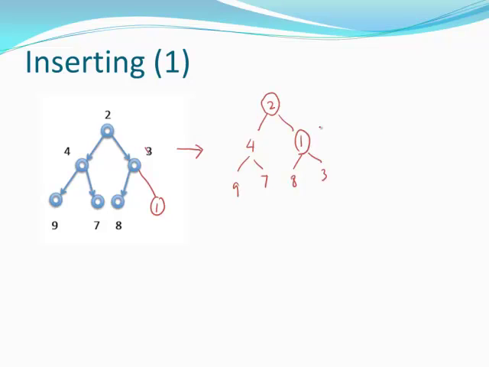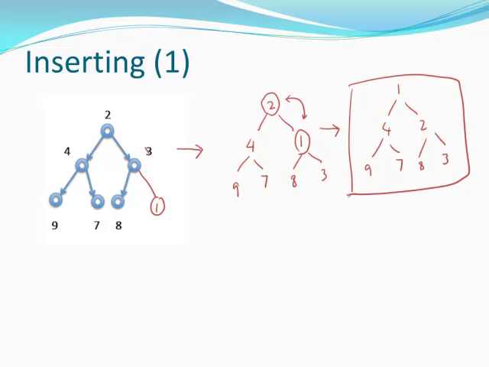1 and 2 are not in the right places, so we do a swap here again, and so we will finally get 1, 4, 2, 9, 7, 8, and 3. So we know that after you insert the 1, you will have this heap here.